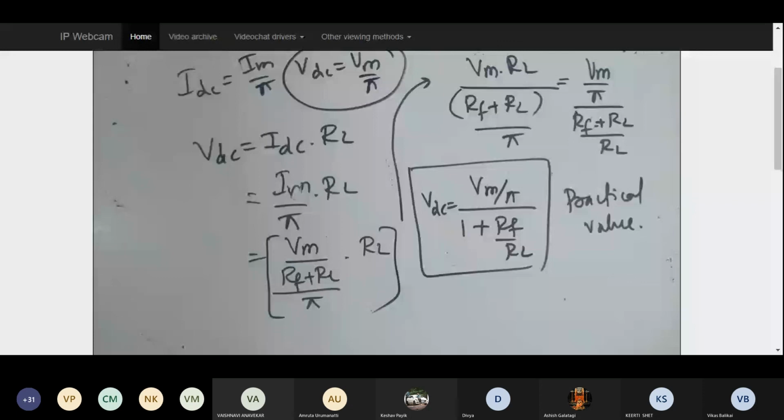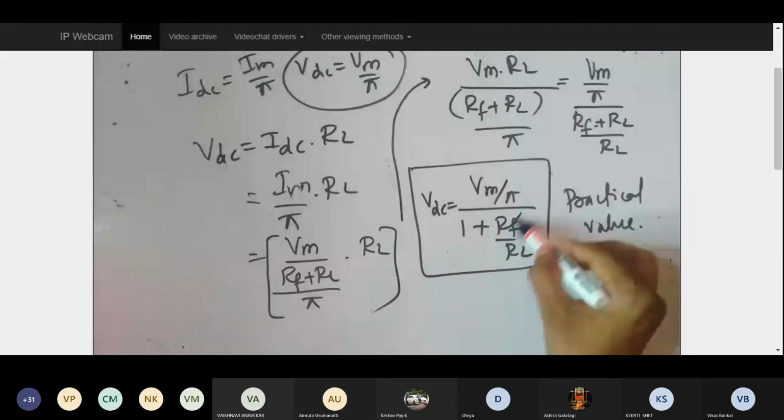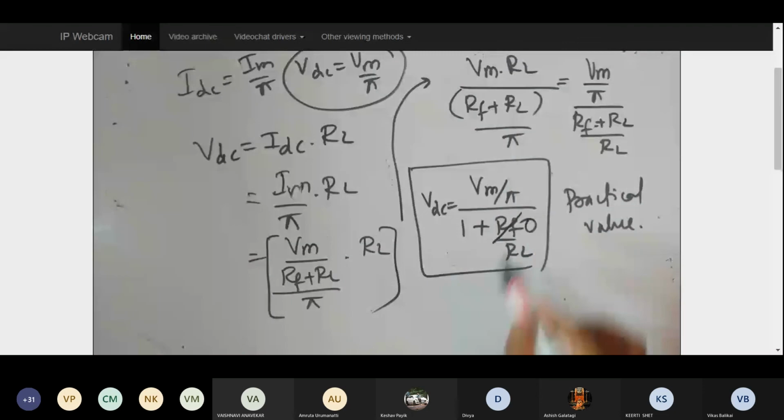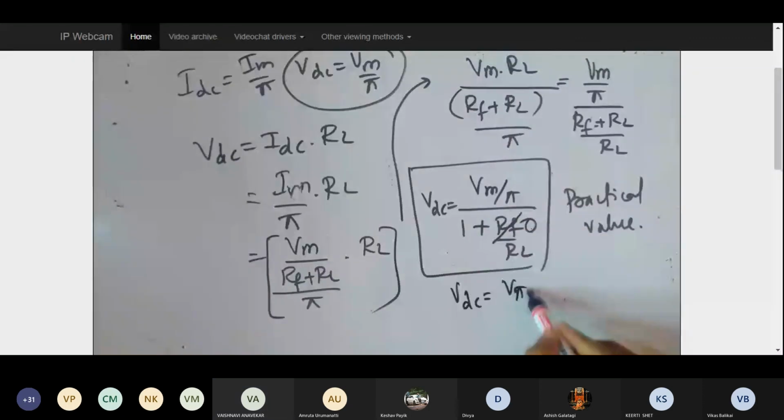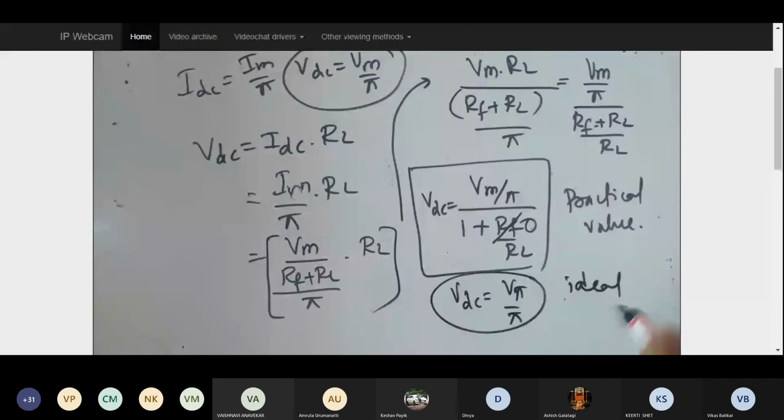Yes, I can convert. In the ideal condition, there is no RF term, which means the RF term will be 0. If we put 0 in place of RF, we get 1 plus 0, it will be 1. So what will be my VDC value? Again it will be VM by pi. So practical to ideal conversion must happen. The practical value expression, when I make the RF term 0, must give the ideal value. Only then can I say this expression is correct.